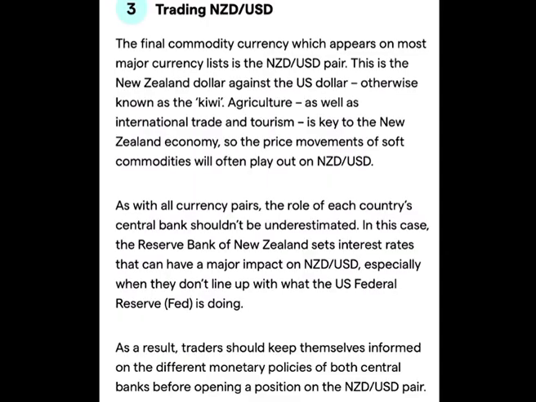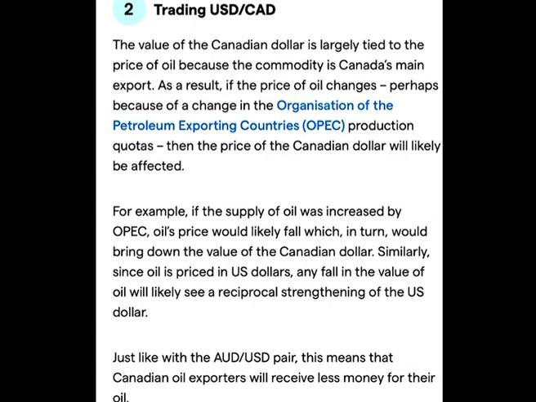So when trading NZD/USD, the final commodity currency which appears on most major currency lists is the NZD/USD pair. This is the New Zealand dollar against the US dollar, otherwise known as Kiwi. That's their name, right? Global agriculture, international trade and tourism are key to the New Zealand economy. So they are moved by those things.